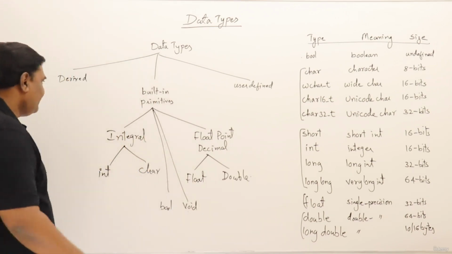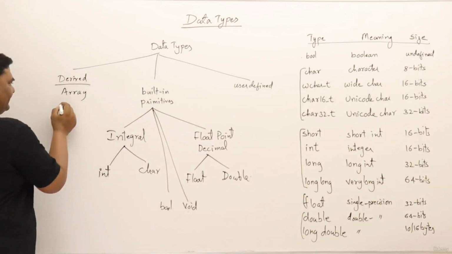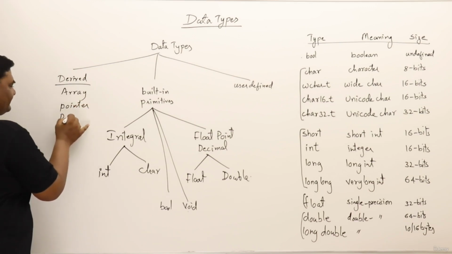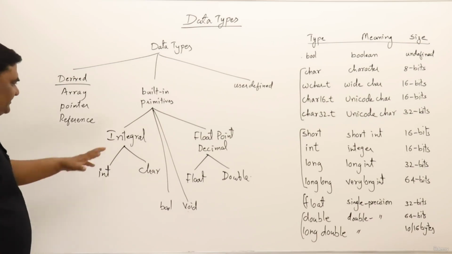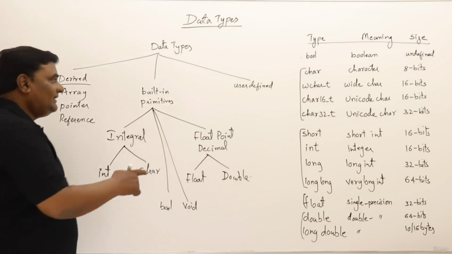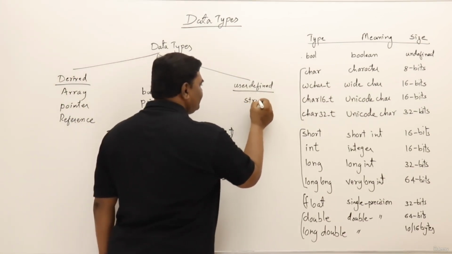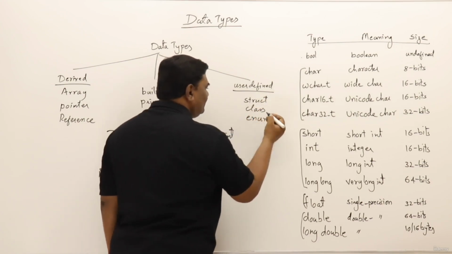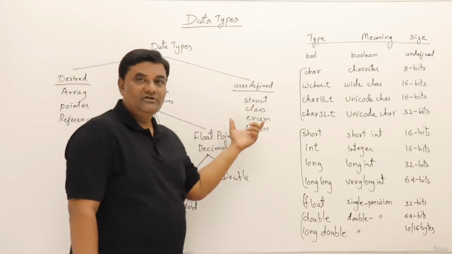Then what are derived data types? Derived data types are arrays. We have this concept, we will study it sometime, and pointer and reference. These are derived data types. So using these primitive data types only, we can extend them and form these. And user defined data types, we can define our own data types using structure, class, enum and union. Using primitive data types only, we can define our own data types.